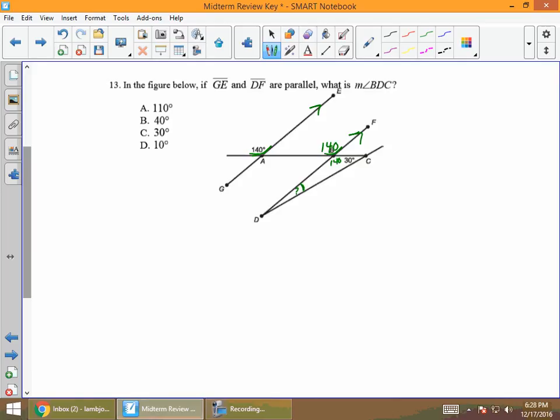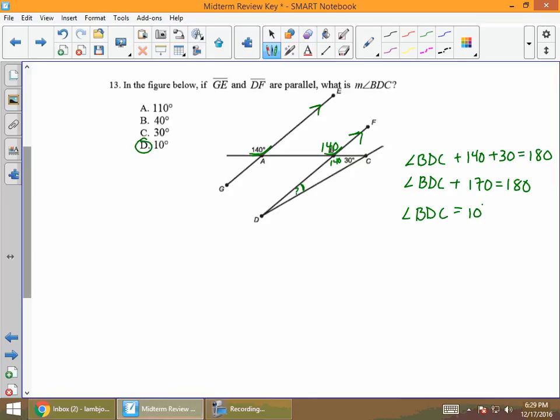So I have angle BDC is what I want. If I add 140 and the 30, those have to add up to 180 because the sum of all of the interior angles of any triangle is 180 degrees. So I'll combine my terms. Angle BDC plus 140 and 30 is 170 equals 180. Subtract 170 on both sides, and the measure of angle BDC is equal to 10 degrees. 10 degrees. So it is answer D.